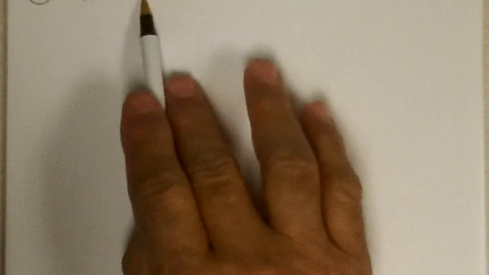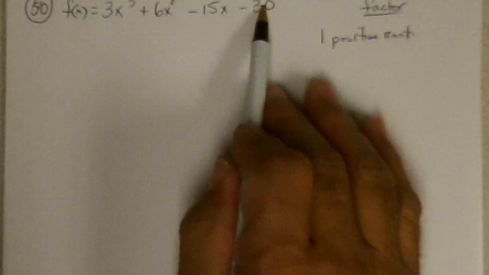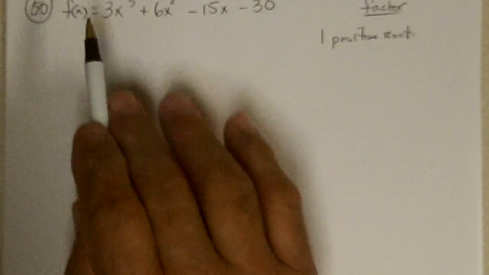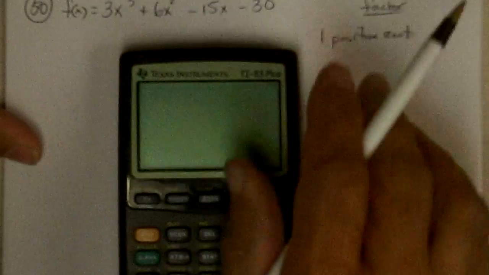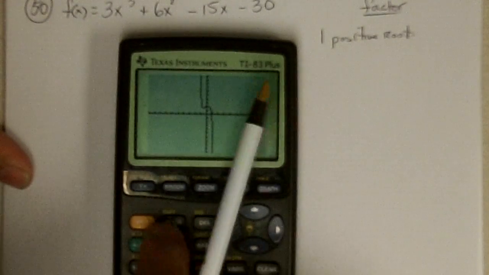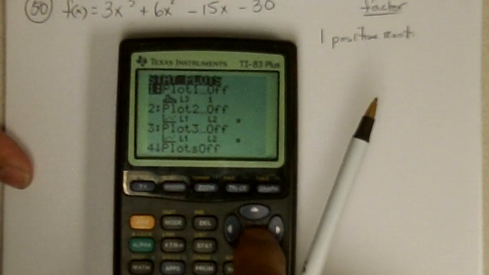Okay, 50. So if we were just to do the Descartes rule, there's only 1 change. So there's 1 positive root. And we could be factors of 30 over the factors of 3. But from what I taught in class, we can just type this into y equals.